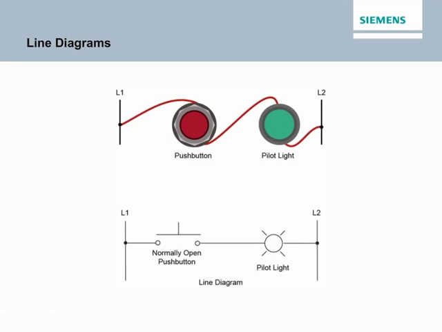In order to properly interpret this diagram, you must read it from left to right, starting at L1 and ending at L2. With that in mind, note that pressing the push button allows current to flow from L1 to L2 through the push button and the pilot light. Because the push button used is a normally open push button, the pilot light is on only when the push button is pressed. Releasing the push button stops current flow, and then the light turns off.